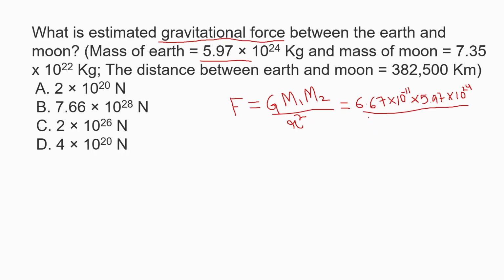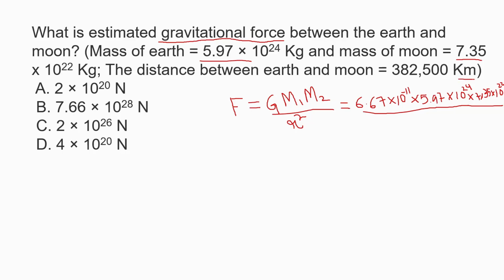this is M1, and then M2 is 7.35 into 10 to the power 22. So this is all G M1 into M2, and then we have our R.